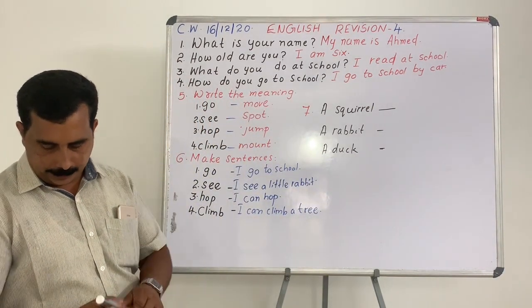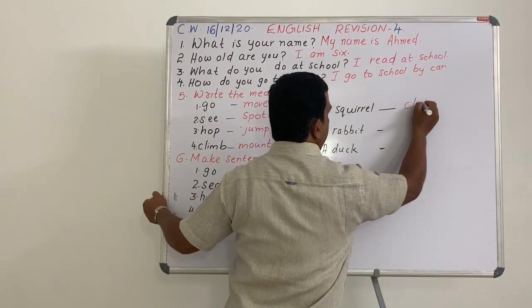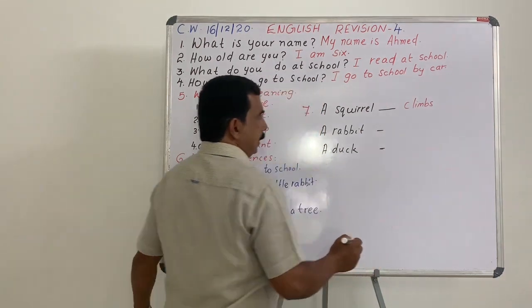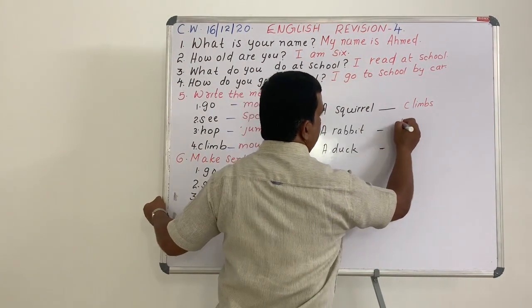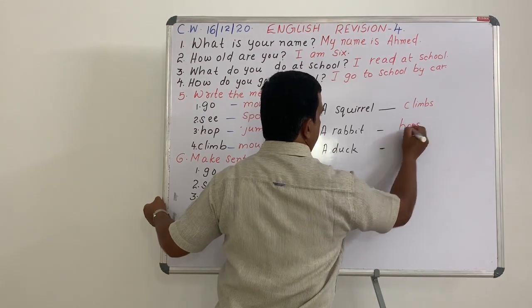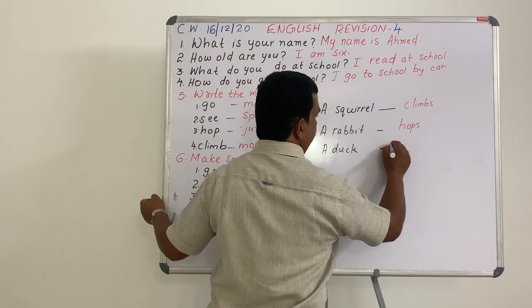So, a rabbit or a squirrel, yeah, it can climb. A squirrel climbs. A rabbit hops. It hops. And a duck, tell me, swims.